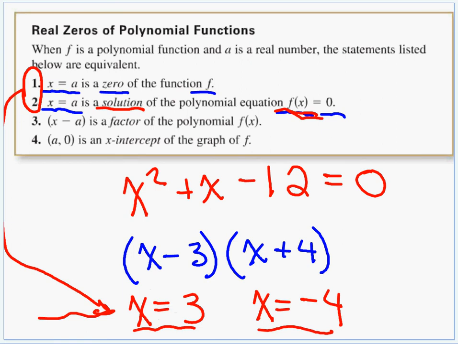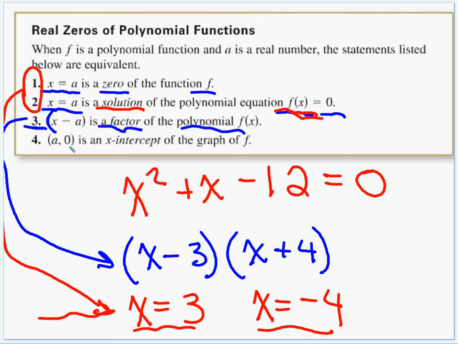Number 3 now, let me switch to blue ink. This says (x minus a) is a factor of the polynomial. Well, that's this step right here that preceded it. We would factor our polynomial. These would be the polynomial in its factored form. So that is a factor of our original polynomial.